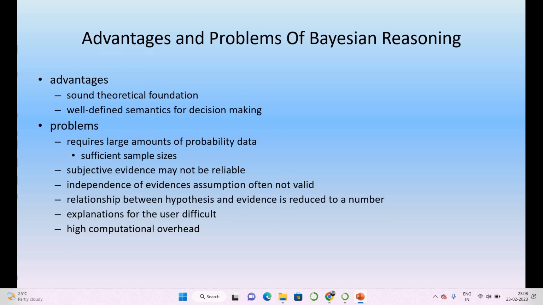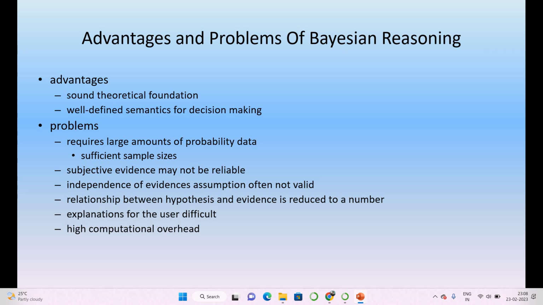Now what are the advantages and problems of the Bayesian reasoning? Normally, the advantages of Bayesian reasoning are that it is highly efficient, highly accurate, has a sound theoretical foundation, and can be used in good decision making also. At the negative end, it also has some problems. It requires large amounts of probability data and sufficient sample sizes, and subjective evidence sometimes may not be reliable. Independence of evidence and effect assumption is often not valid, and the relationship between hypothesis and evidence is reduced to a number, so explanation for the user is difficult, and there is high computational overhead.